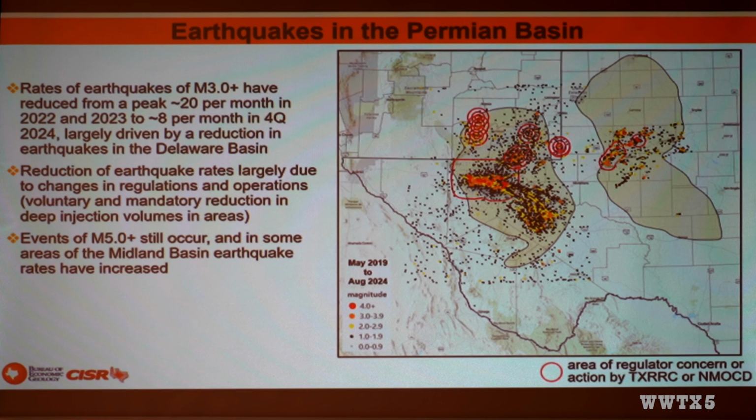So here is the zone that we call the Culberson-Mentone zone, with a lot of very high earthquakes. It's not exactly clear why we have earthquakes there, but all those zones in red represent areas that have been looked after by the regulatory agencies.